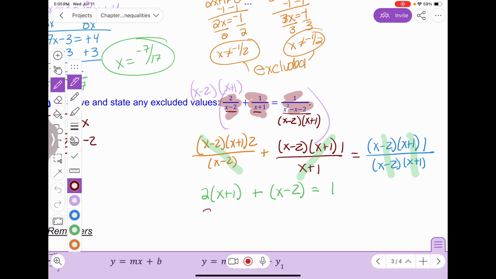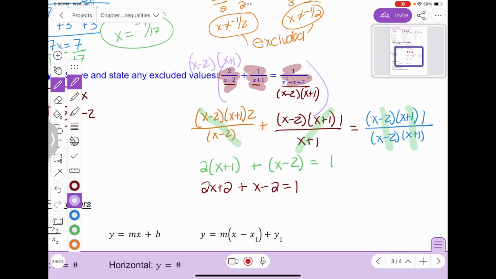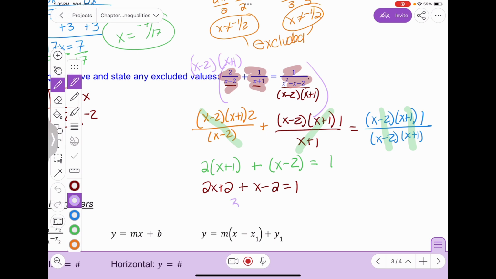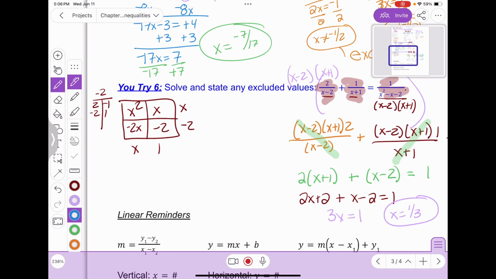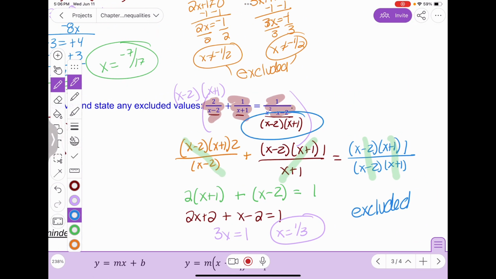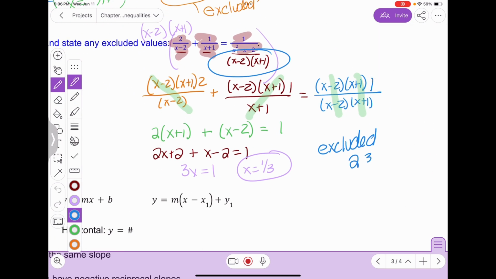So we distribute 2x plus 2 plus x minus 2 equals 1. Combine like terms. 3x equals 1. Divide by 3. X equals 1/3. And then our excluded values would be the ones that make these two equal 0. So 2 and negative 1.